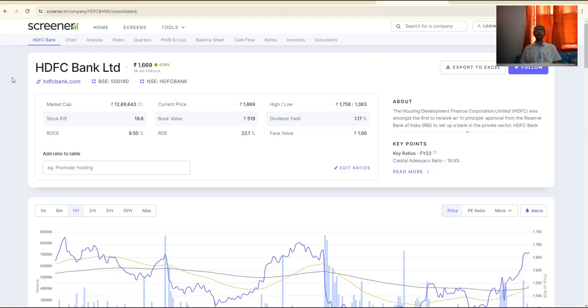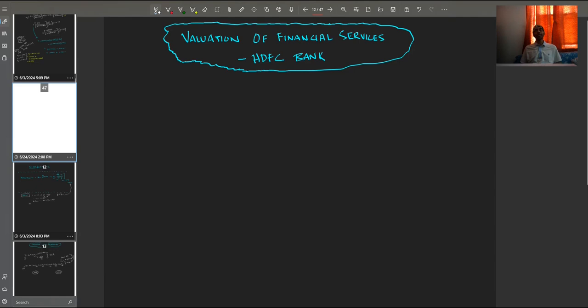So friends, in this assignment we are going to understand how to value financial service companies. And we will do that through the valuation of companies like HDFC Bank Limited. Valuation of financial services, HDFC Bank.